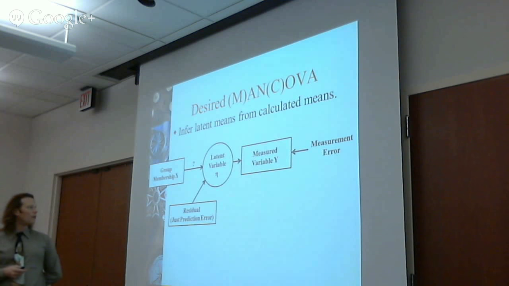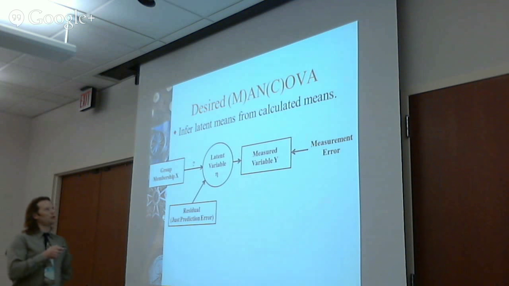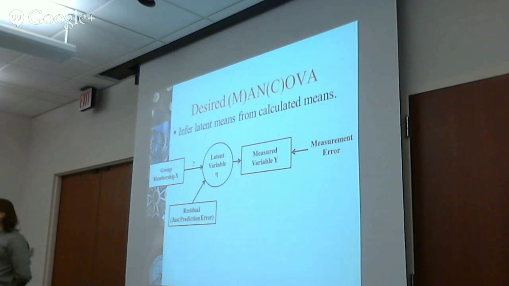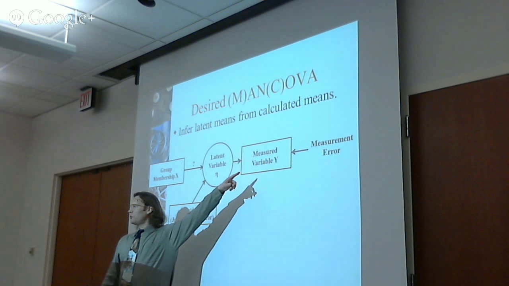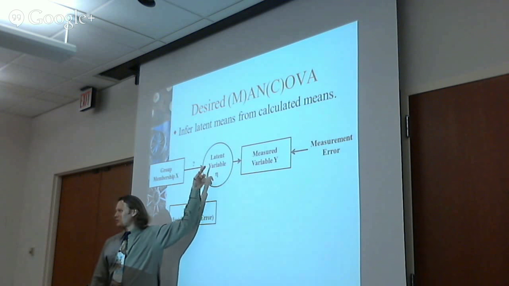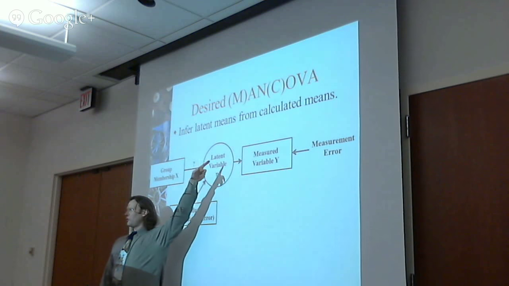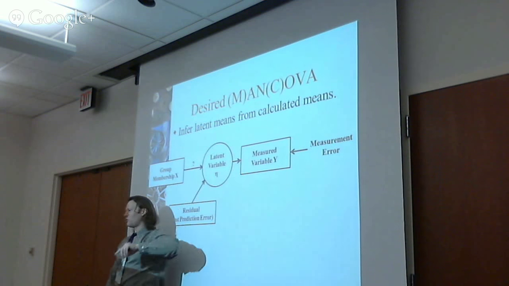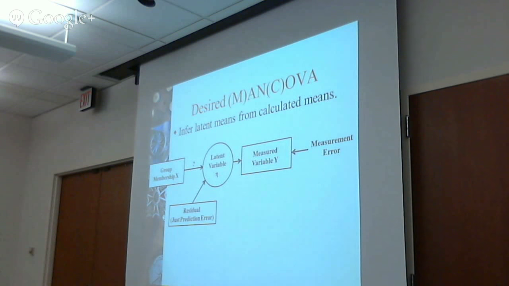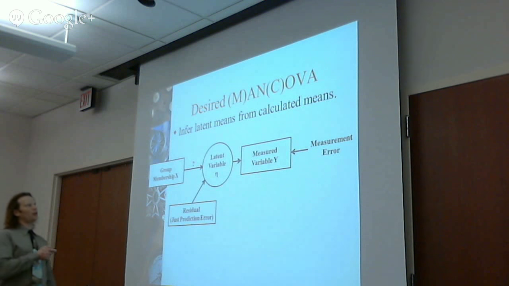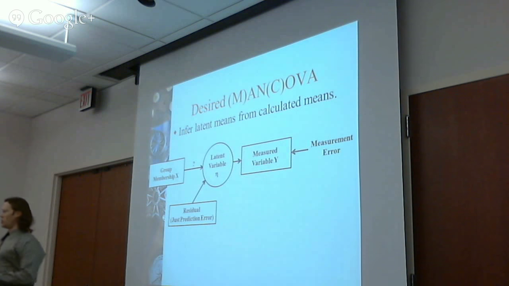Okay. From there, I have my group membership, but now I'm not predicting the observed score directly with my group membership. I've now said something different. I've said that measured variable y is really rooted in what they understand of this latent factor, and the group membership could influence what they understand of that factor. So in other words, I'm predicting the latent variable, not the measurement variable, okay, not the observed score. And the residual on that latent variable is just prediction error.